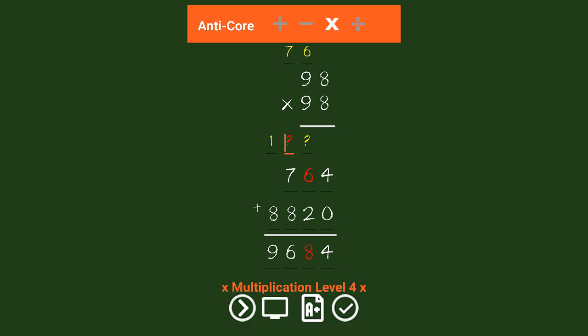Touch the next key for the next problem, and when you think you're ready, touch the quiz key to take the quiz and see if you're ready for level 5.